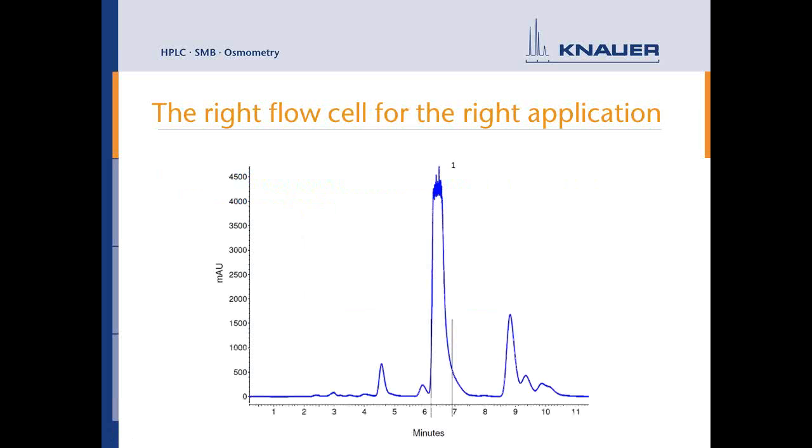Here the peak is already at the limit of what the detector can detect, and there is no need to get more sensitivity. It really is the other way around. Low sensitivity is needed here because of the high concentrations, and therewith we offer flow cells with smaller flow path for prep applications and for semi-prep applications. They are really perfectly suited for these applications.